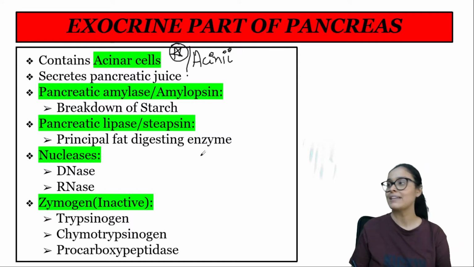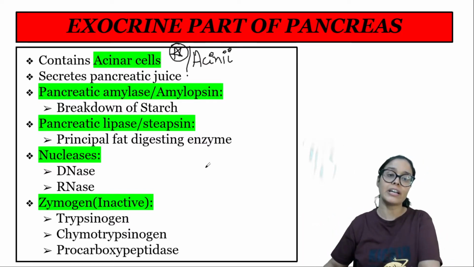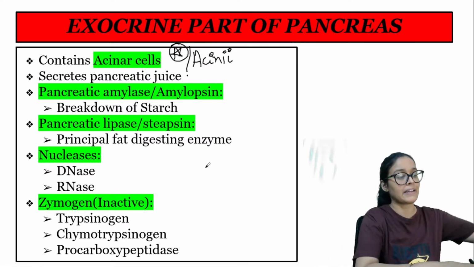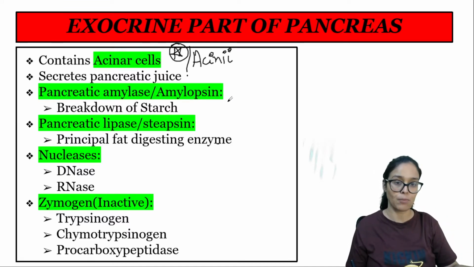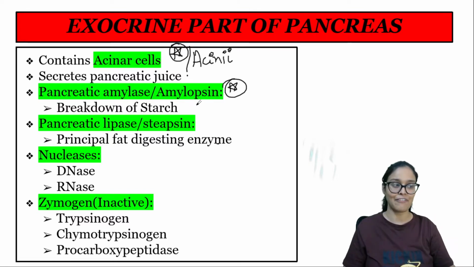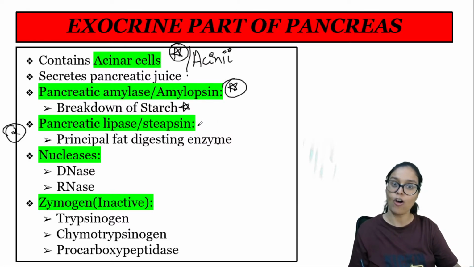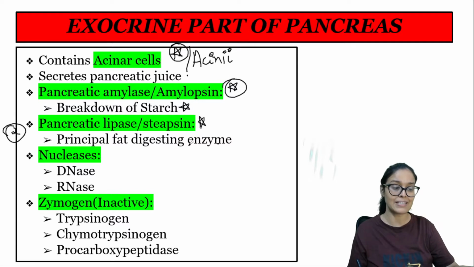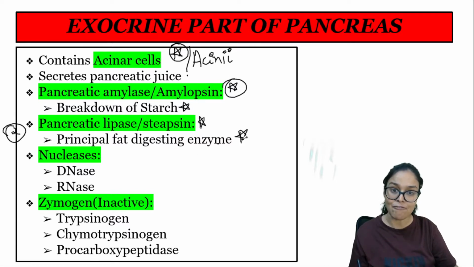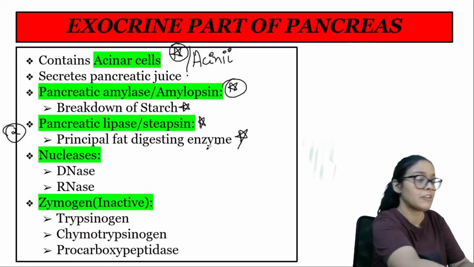And obviously, what is the composition of pancreatic juice? You have to remember. The composition of pancreatic juice is pancreatic amylase, also known as amylopsin, right? So amylase, we know salivary amylase. Same, we have pancreatic amylase, which will act on starch, break down starch. That is its function. Second enzyme is lipase, also known as pancreatic lipase, also known as steapsin, which is the principal fat digesting enzyme. Means it digests fat mainly, you have to remember it, right?